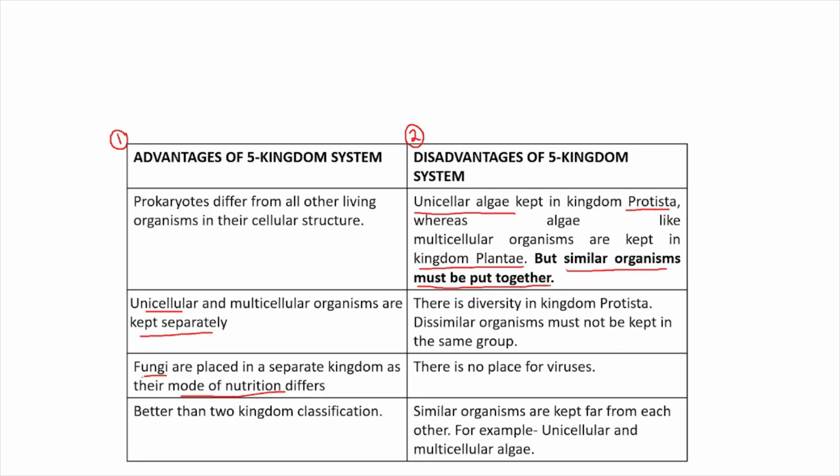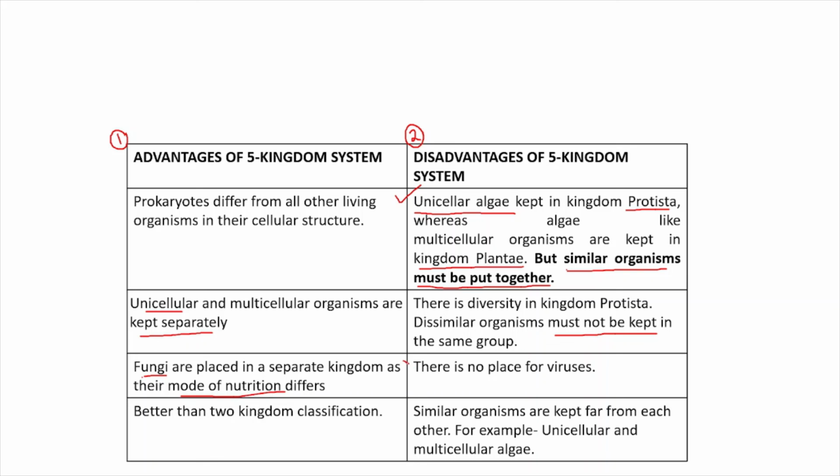But what has R.H. Whittaker done? He has classified algae further on the basis of cellularity, and where he has found unicellular algae, he has placed them under kingdom Protista. Where he has found multicellular algae, he has placed them under kingdom Plantae. So this is the main disadvantage. Next, there is diversity in kingdom Protista. Dissimilar organisms must not be kept in the same group. So if you look in the kingdom Protista, you will find many dissimilar organisms that have been placed in the same kingdom Protista, which is also not desired.